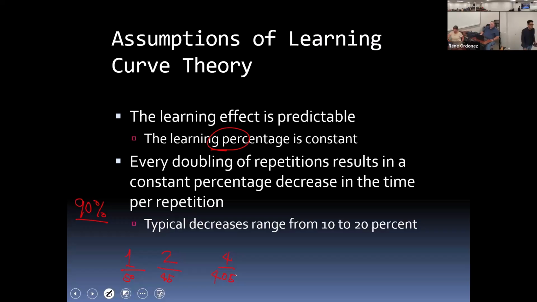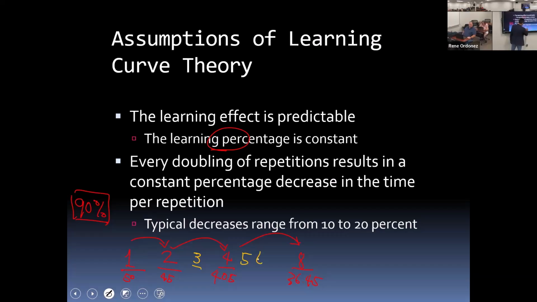45 times 0.9. So you would expect that it will take 40.5 minutes on the fourth. So here we see the doubling of repetition from 1 to 2, from 2 to 4. And then the next doubling of repetition would be from 4 to 8. And the 8th unit, assuming a 90% learning rate, would take 36.45 minutes. Okay? Now the question is, what if I wanted to compute or determine the third, the fifth, the sixth, the seventh? How do I compute those?